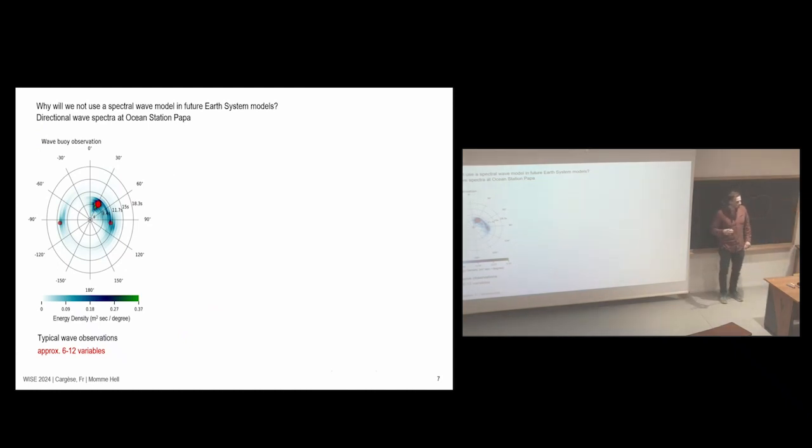This is a typical observation at Ocean Station Papa. You see here 3 wave systems. One is the wind sea, which is this big red blob, and 2 swell systems. And the variables you need to describe the system are pretty much 9, right? For each of them you need a peak frequency, a direction, and an energy, right? That gives you 9 variables.